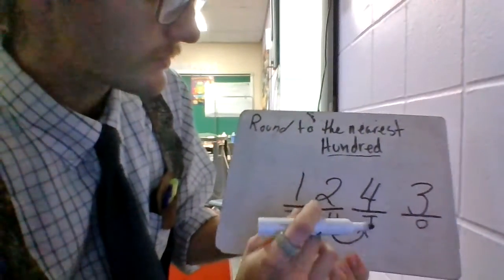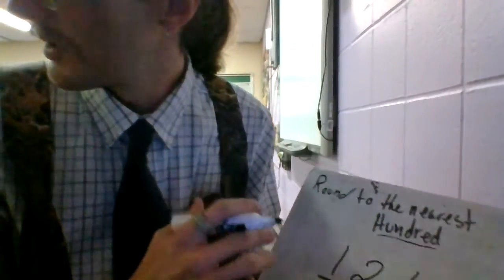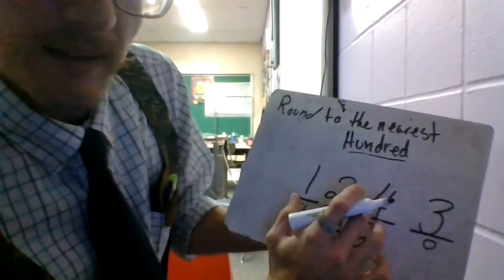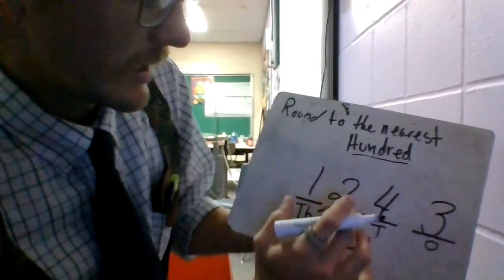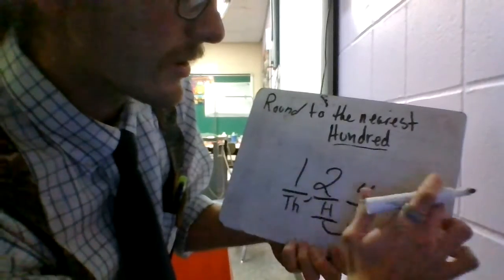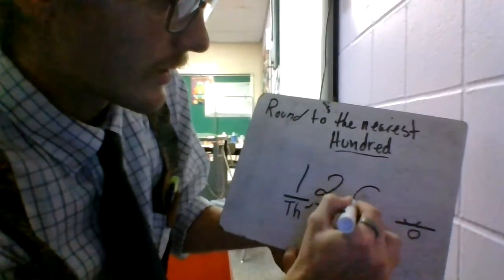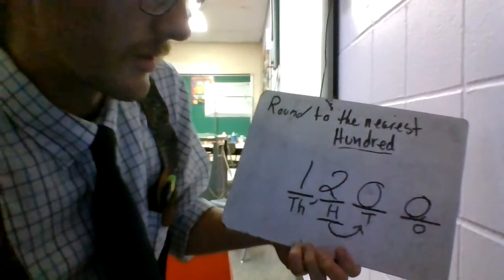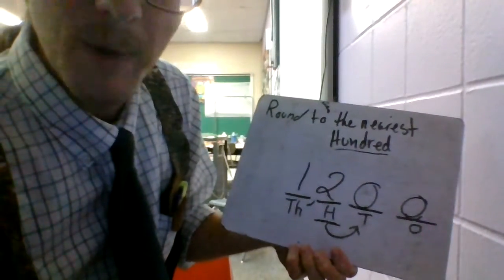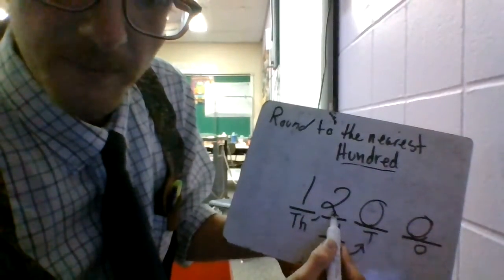Which means that your rounded number, I usually have another whiteboard, I don't know where to put it. Since this is 4 or less, it means that this is going to stay the same, and all the lower place values from where you rounded are going to become zeros. So 1,243 rounded to the nearest hundred is 1,200. Now let's do another one.